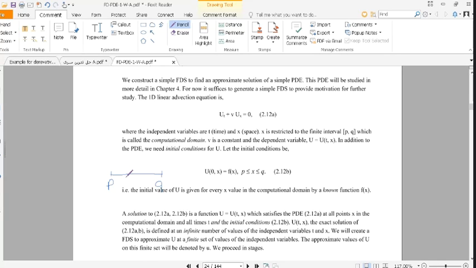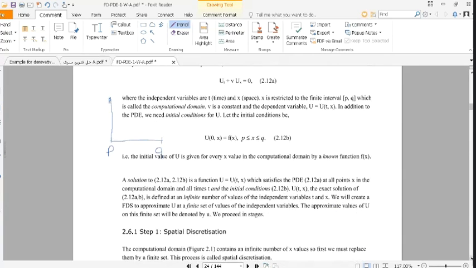We don't have xi or tj. All of the points from p to q are important. And also for t, start from 0 and go ahead. Because of this, the computational domain has an infinite number of points.